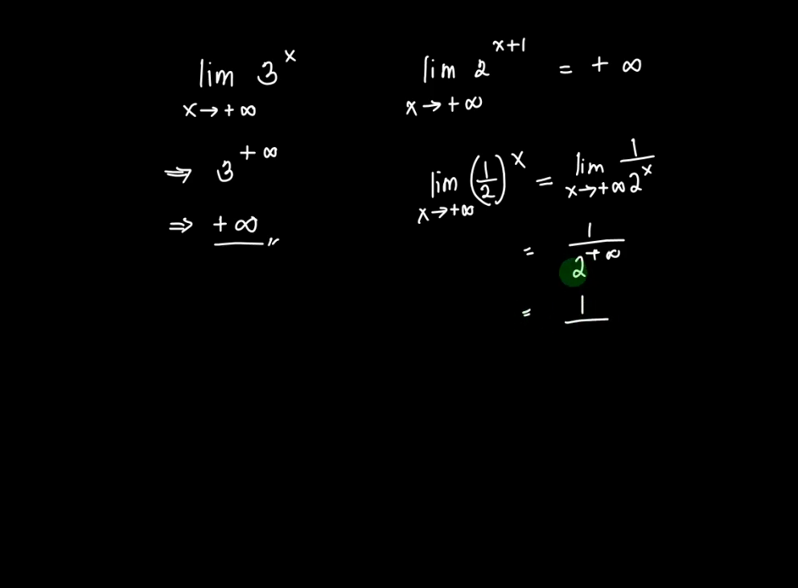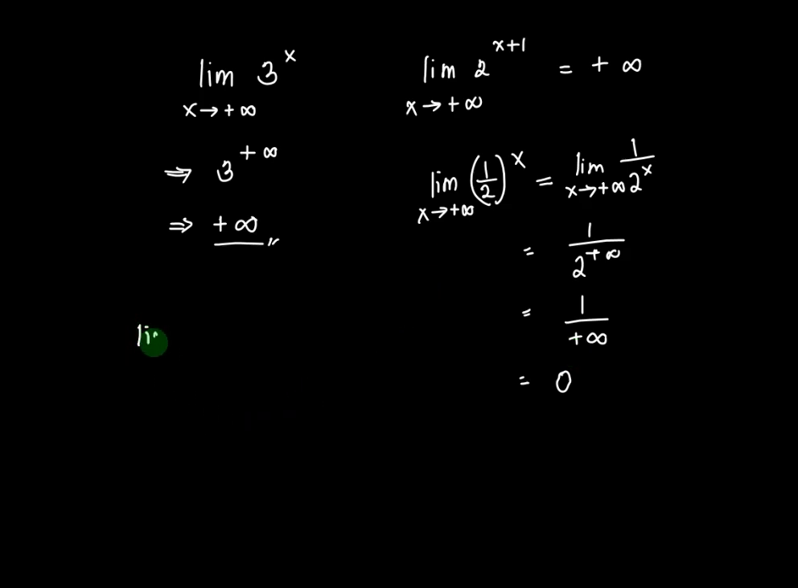So we know that when 2 is raised to a very large number, which is described as positive infinity, the result is positive infinity. And we know that when a very small number like 1 is divided by a very large number, the result is 0. Okay? So the result here is 0, or the limit of 1 half to the x as x approaches positive infinity is 0.